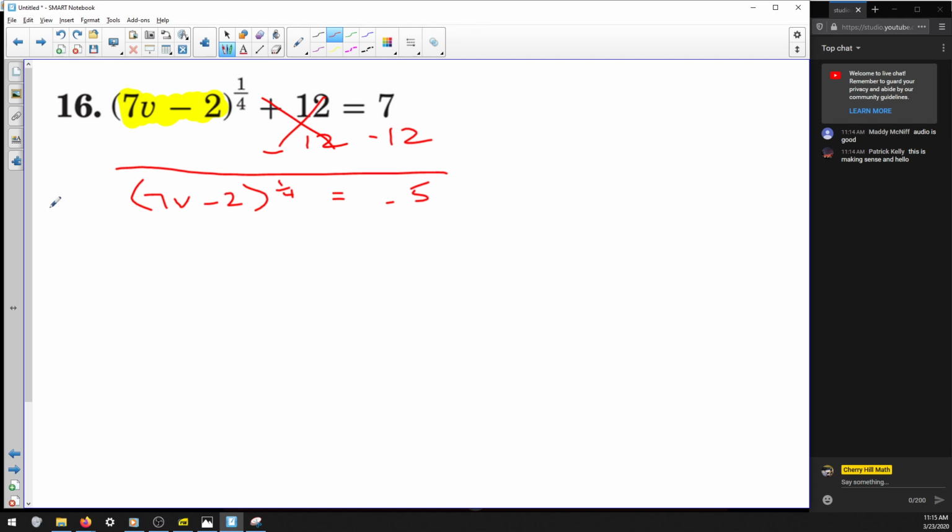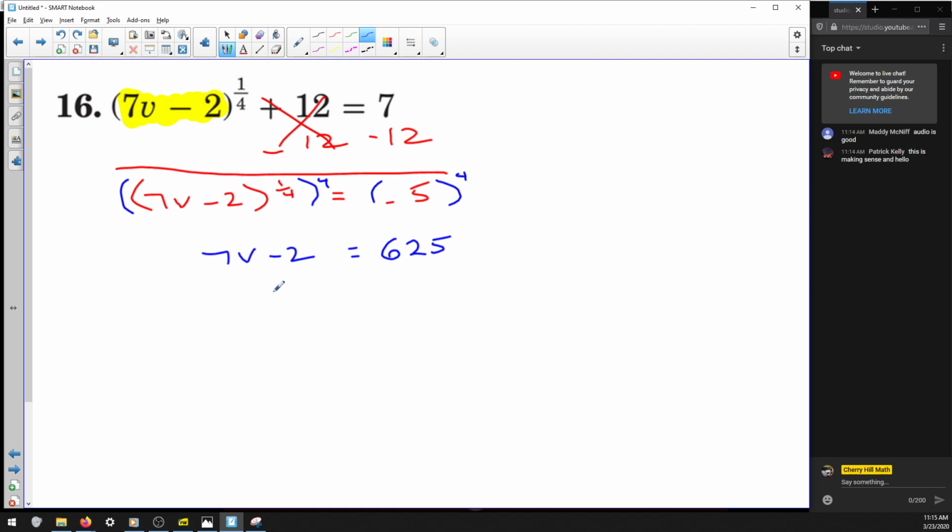So the thing that contained the v in it is now by itself. There's nothing else on the outside of this parentheses, and that means that I can get rid of the 1/4 by raising it to the 4th power, okay? Because 4 times 1/4 just cancels. That's 1, okay? So that'll leave me with 7v minus 2, and that's going to equal whatever's on the other side raised to the 4th power as well. So I got to do a little calculator here. I believe it's 600. Actually, I know it's 625. I don't even need my calculator. It's 25 times 25, which is 625, okay?